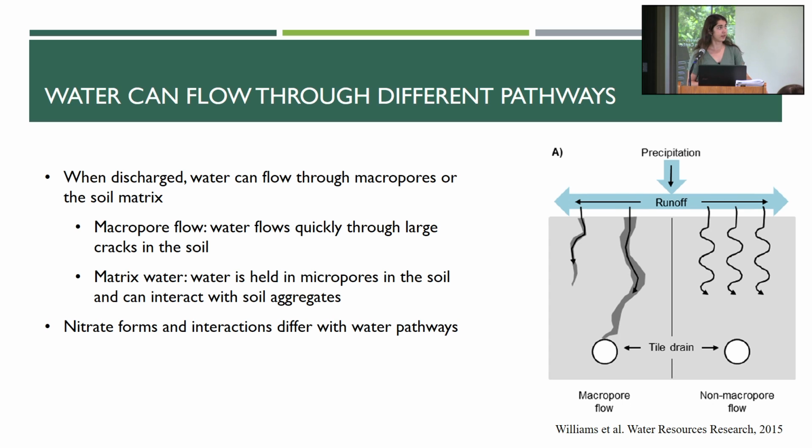In contrast, matrix water is held in these soil micropores, those small spaces in between the larger soil aggregates. It's a slower pathway, water seeps through it, and it has a lot of time to interact with elements such as nitrates and other aspects of the soil. So in general, the nitrate forms and interactions differ with these water flow pathways.